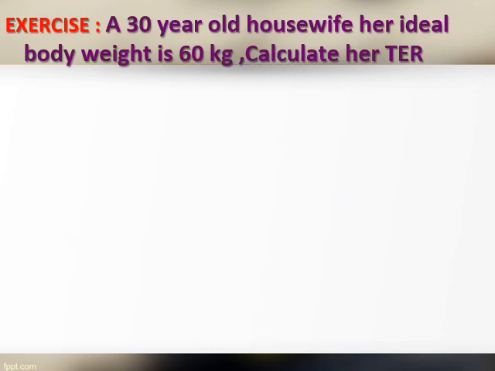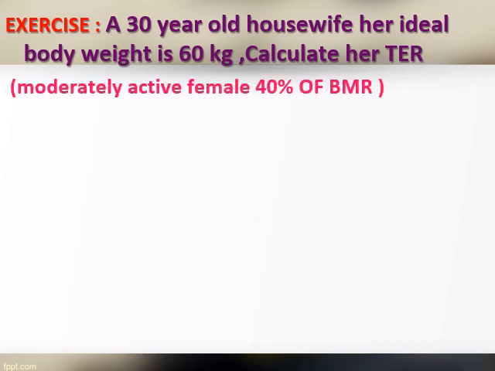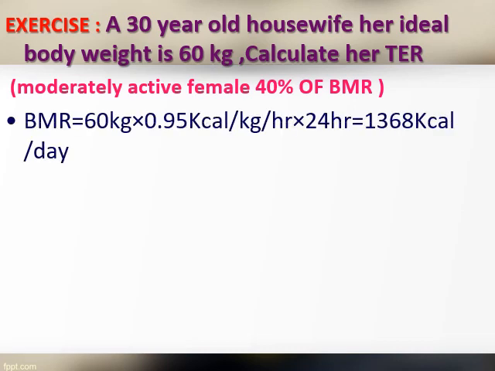Now we have to solve this problem. A 30-year-old housewife, her ideal body weight is 60 kg. Calculate her total energy requirement. Because she is a housewife, she is moderately active and her physical activity represents 40% of basal metabolic rate.